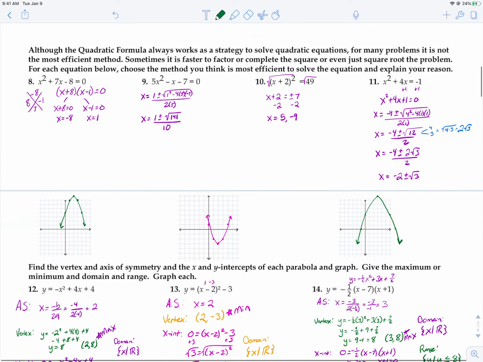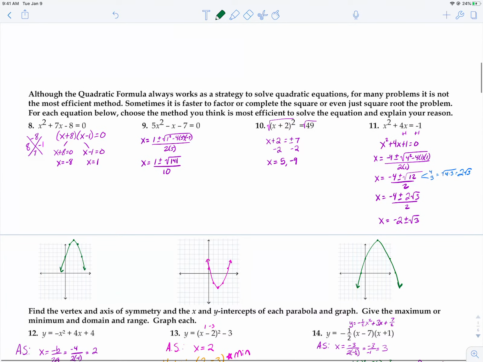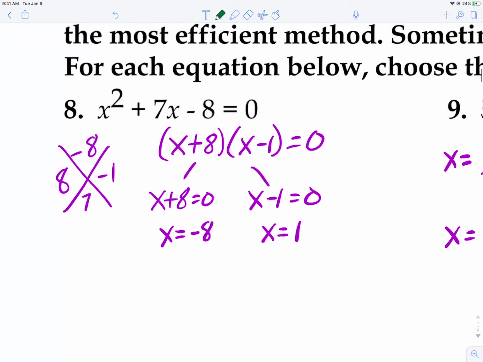Okay, so for problems numbers 8, 9, 10, and 11, there are multiple ways to solve this. I'm just showing you one of the ways. So if it was factorable, I factored it. If I could solve it by square rooting, I did, and if not, quadratic formula. So for problem number 8, it was actually factorable.